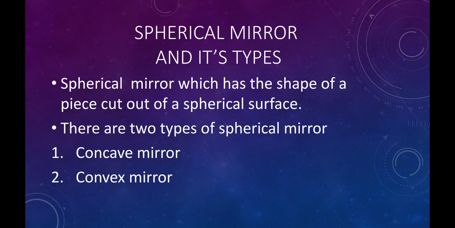Let us understand about spherical mirror and its types. A spherical mirror has the shape of a piece cut out of a spherical surface. Plane mirror is flat, but spherical mirror is not flat. It is a part of sphere, or in another word we can say it is a curved mirror. Further, this spherical mirror is divided into two types. One is concave mirror and another one is convex mirror.